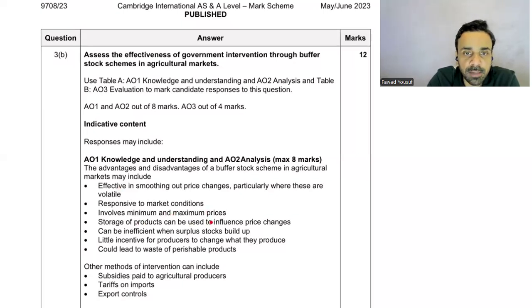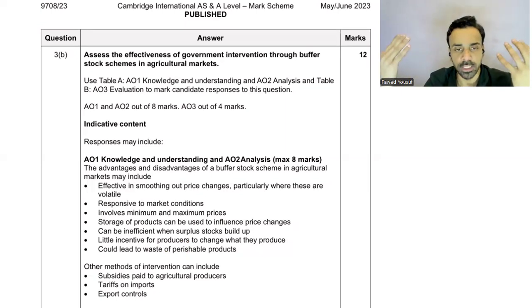Storage of product can be used to influence price changes, but it can be inefficient when surplus ends up building up. Too many years of surplus, too much surplus you have, perishability की वजह से problem हो सकती है. Producers के लिए incentives change हो सकते हैं. So basically you're doing the advantages and the disadvantages of the buffer stock जो हमने पिछले पूरे question के अंदर किया है. That can give you up to level 2, 5 marks.